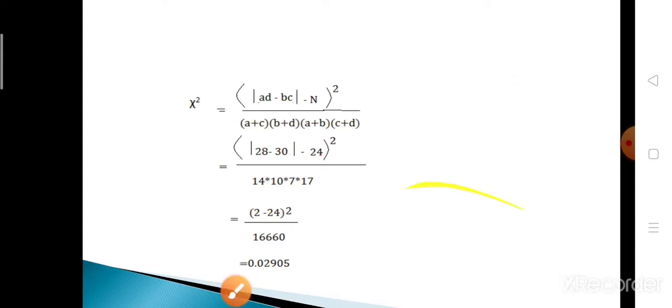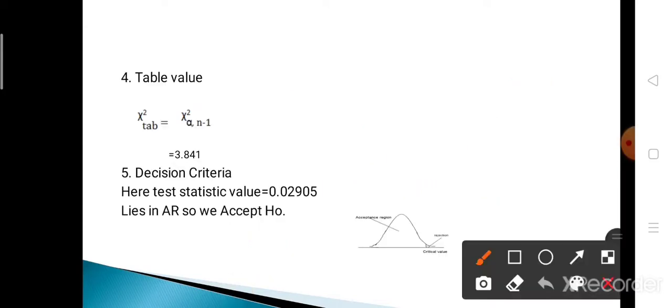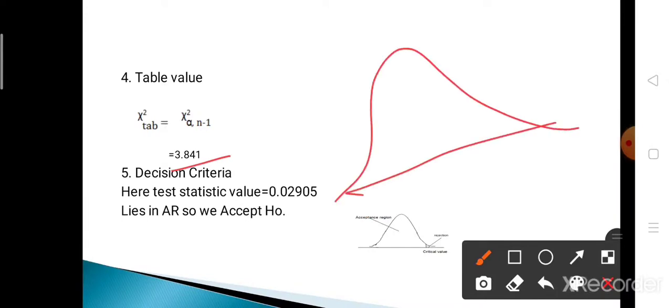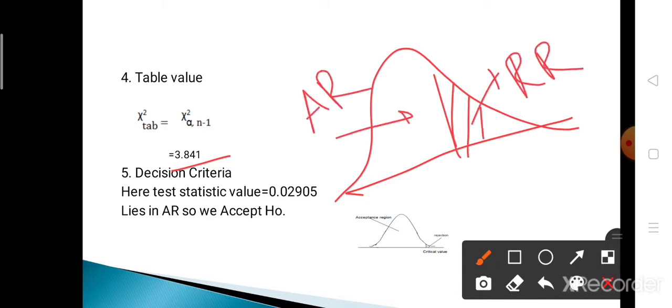Now the last step is the table value and decision criteria. Here the table value we are given is 3.841, and the chi-square test is a one-sided right test, so there is only one rejection region on the right side, and the left side is the acceptance region. This point is the positive table value, 3.841. Now the test statistic value is 0.02905. Which region does it lie in?